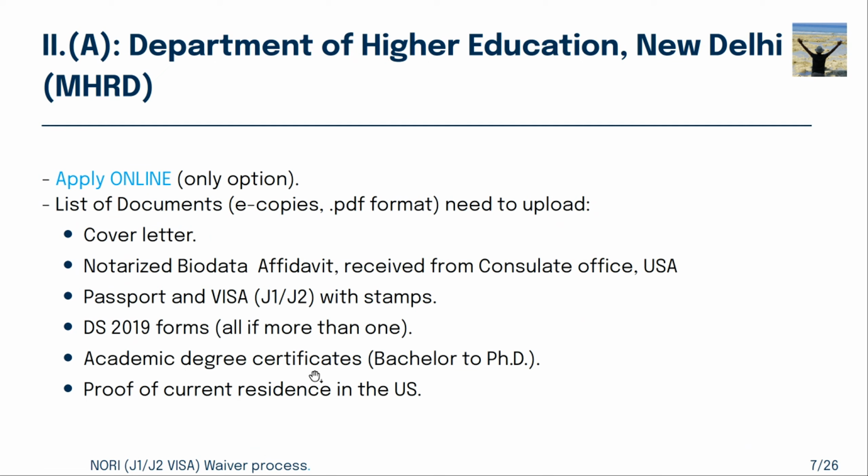Now, this is the MHRD section, 2A. Here the only option is online. What are the documents you have to upload? A cover letter, the notarized biodata affidavit you must have received from the consulate office, then your passport and visa with stamps, the DS-2019 forms, and academic degrees, bachelor's to PhD. Again, these certificates are the ones you get at the final convocation, that certificate is required, right? So you'll have to make sure that you are uploading the right documents.